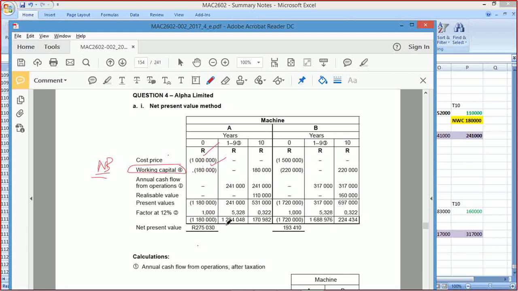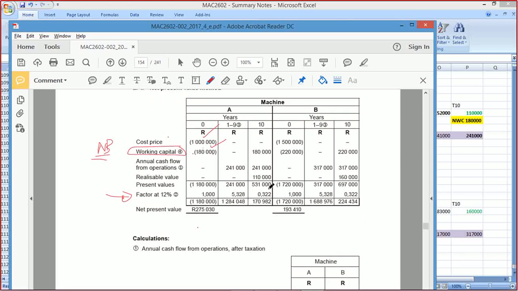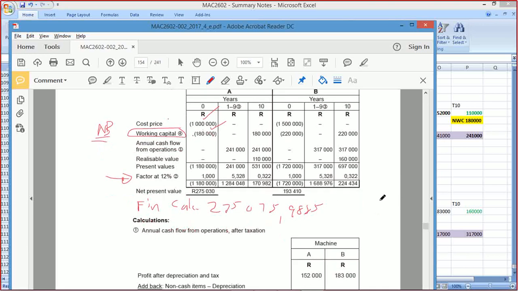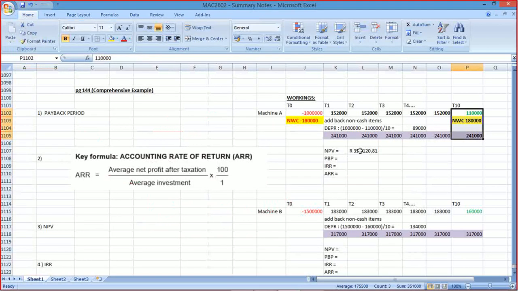Okay, I get 075. Oh, well, they're using present value factors, so no wonder. It will be a bit off because they're using the maths, not the financial calculator. With the financial calculator you get 275.075.9885 as your NPV. Yes. At time T, it's the 110 plus the 241 plus the 180. Yeah, it's all of those three.